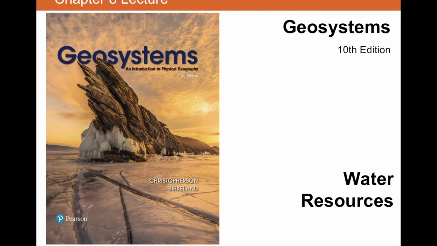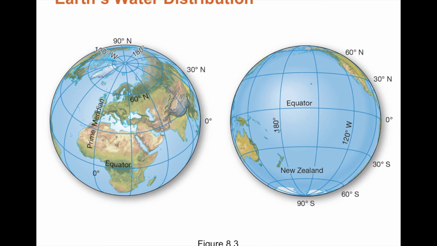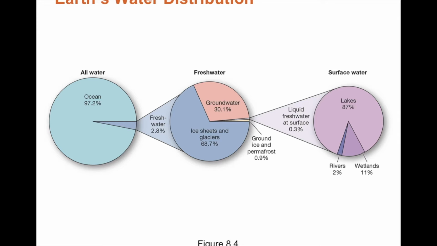Today we're going to discuss Chapter 8 in Geosystems Water Resources. Now when we look at Earth's water distribution, most of it is in the oceans and is salt water, and the vast majority is in the Pacific Ocean, which is the largest ocean on the planet. 97.2% of all water is in the ocean in the form of salt water.